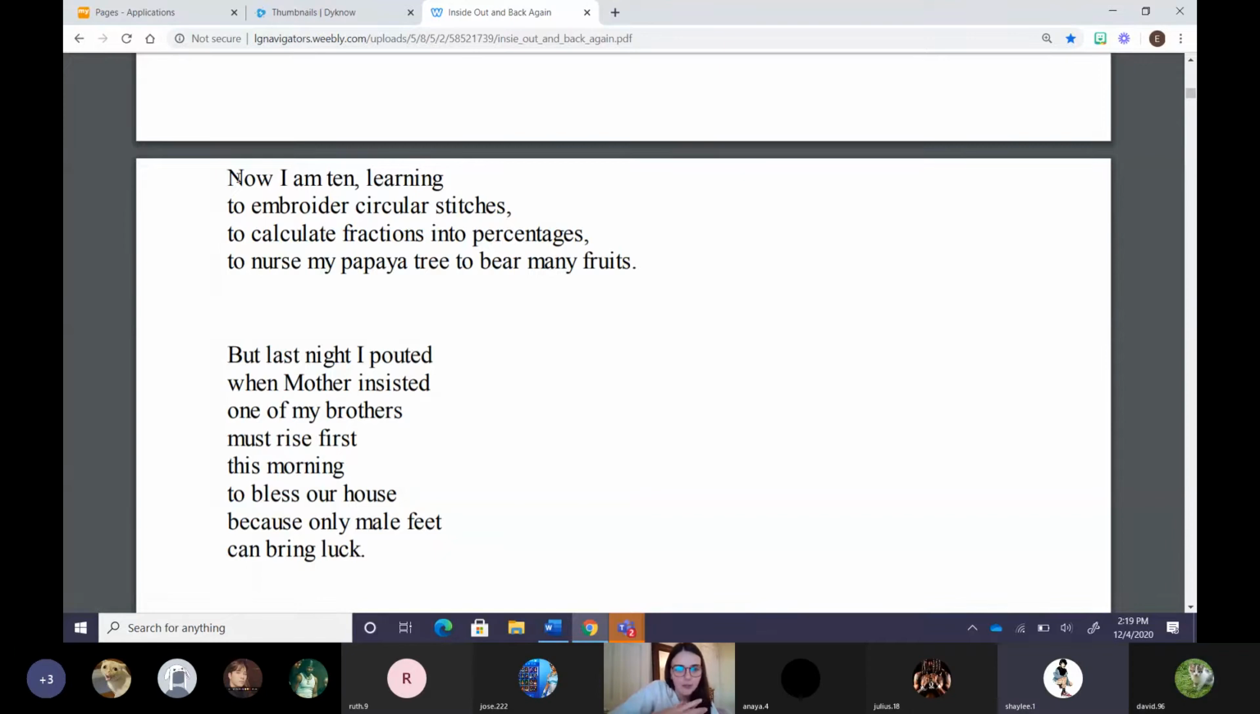Now I am 10, learning to embroider circular stitches, to calculate fractions into percentages, to nurse my papaya tree to bear many fruits. But last night I pouted when Mother insisted one of my brothers must rise first this morning to bless our house because only male feet can bring luck.